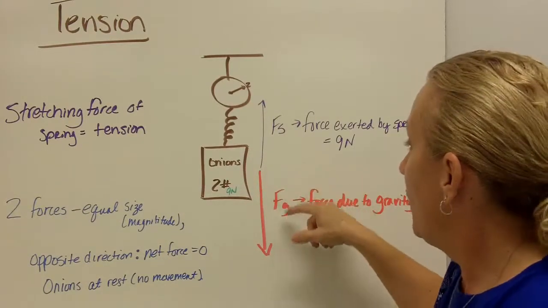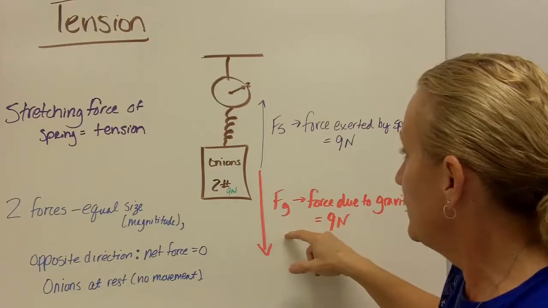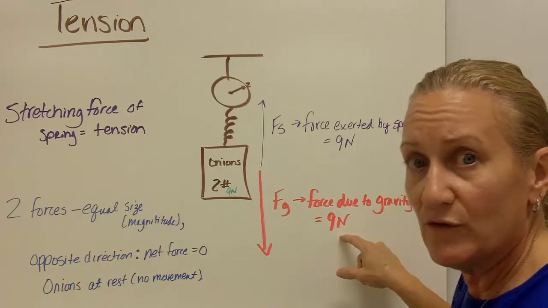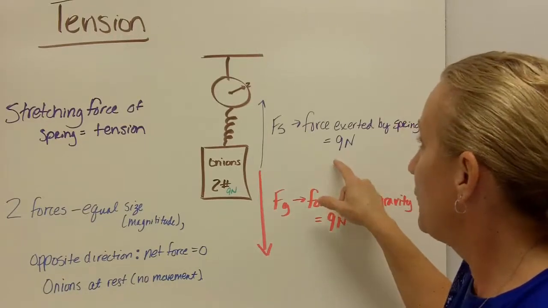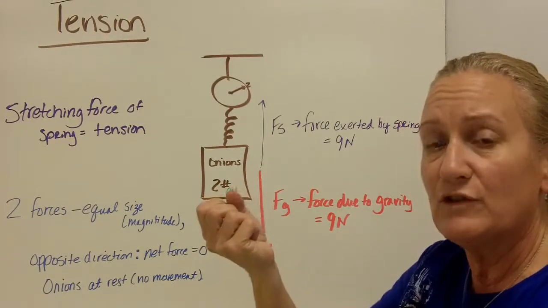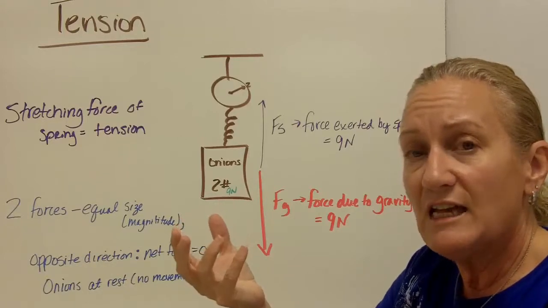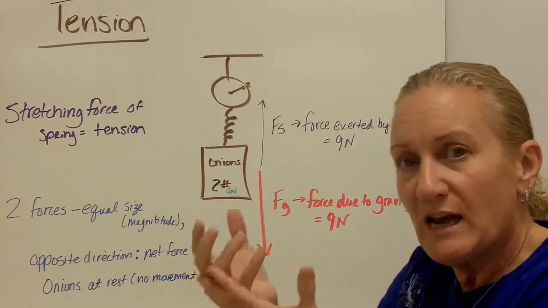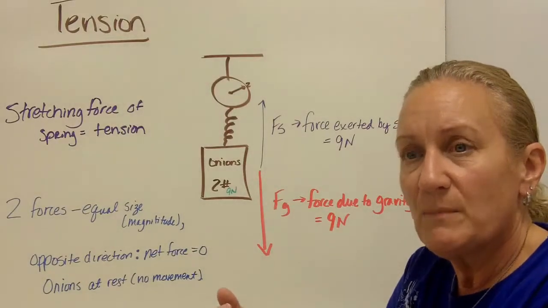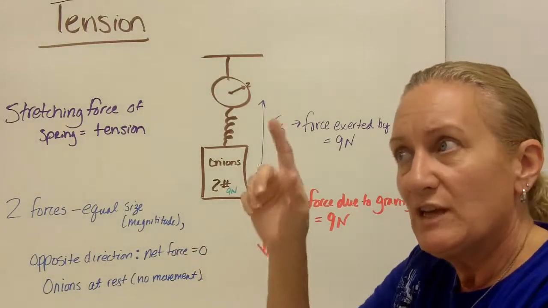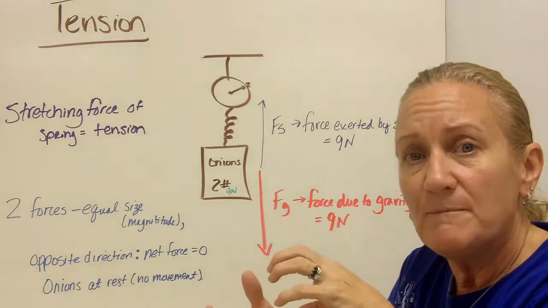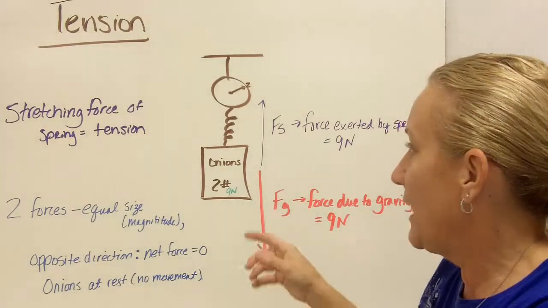So what's happening? Well, the force of gravity, or the earth, is pulling the onions down with a force of 9 newtons, but the spring is pulling up with a force of 9 newtons. How do you know that's the case? Because it's not moving. When you very first put it on, it moves up and down. Those forces are unbalanced. But once it stops moving, you can actually read the mass or the weight of the onions, and then it's balanced, okay?